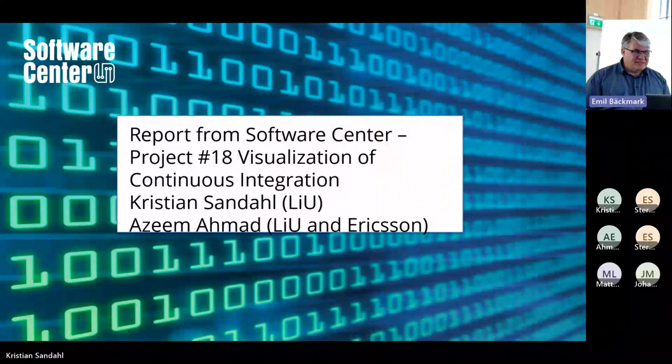My name is Kristian Sandahl, and I'm professor of software engineering at Linköping University. I'm also the theme leader for continuous delivery, even though we are mostly dealing with automated testing. With me, I also have Asim Ahmad, who is a former PhD student of mine and now a part-time postdoc, but mostly working at Ericsson in Linköping.